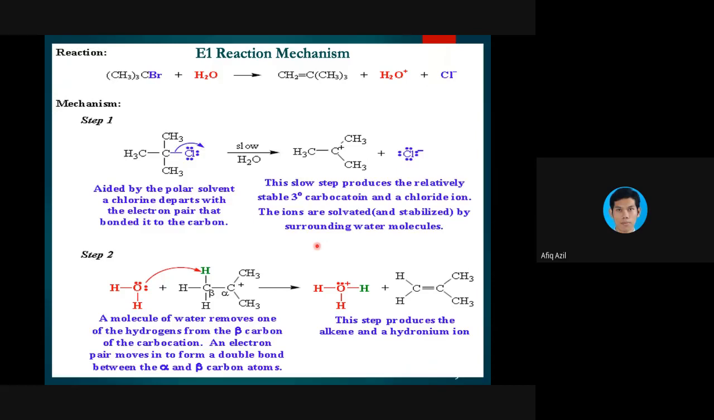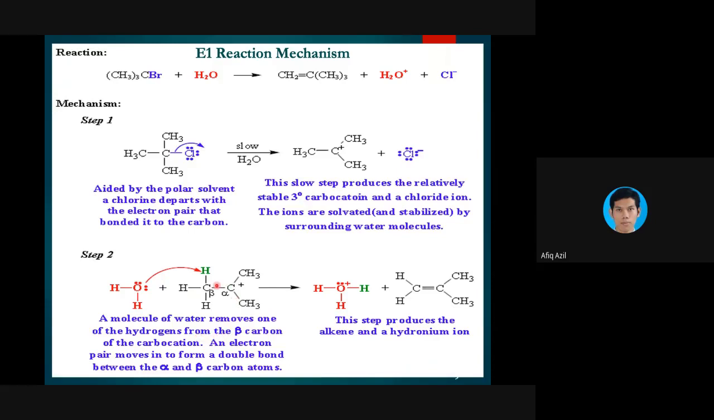So the ions are solvated and are being stabilized by surrounding water molecules. So here you have H2O as well. Then the water molecules will only do its job when the carbocation is already formed. So the water will remove one of the hydrogens from the beta carbon.